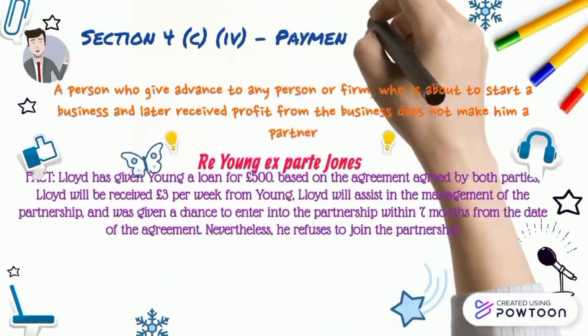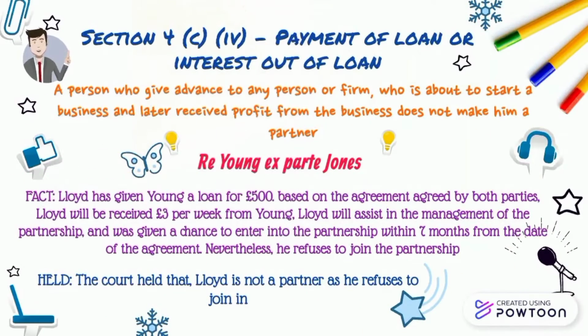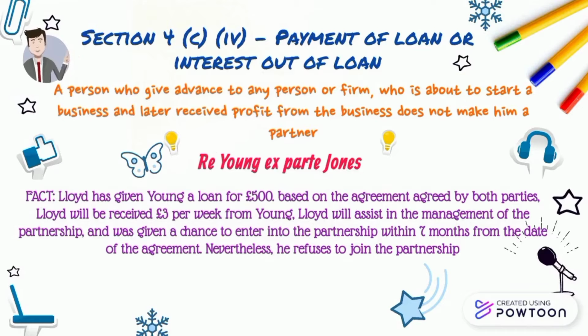Section 4, Subsection C for payment of loan or interest out of loan. A person who gives advance to any person or firm who is about to start a business and later receive profits from the business does not make him a partner.